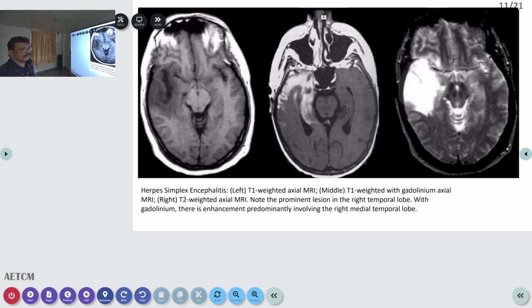Prominent lesion in the right temporal lobe with gadolinium. There is an enhancement predominantly involving the right medial temporal lobe. So if this patient comes with severe behavior abnormality, short history, altered behavior, and seizures, then you should suspect herpes simplex encephalitis. And when you do LP, we have to ask for HSV1 PCR.